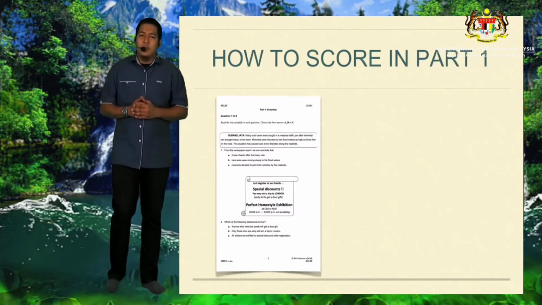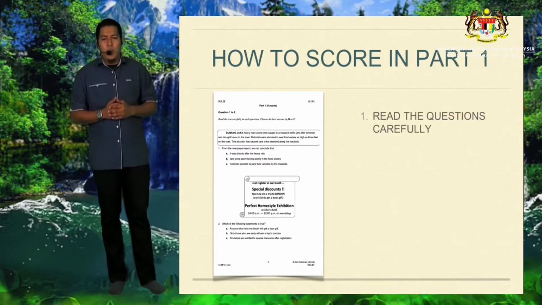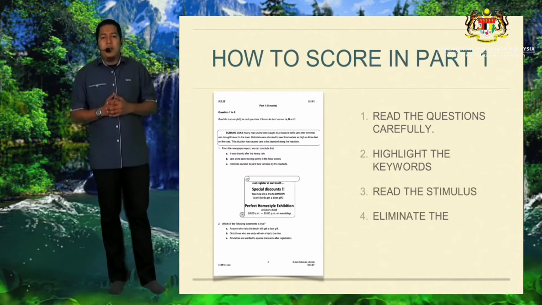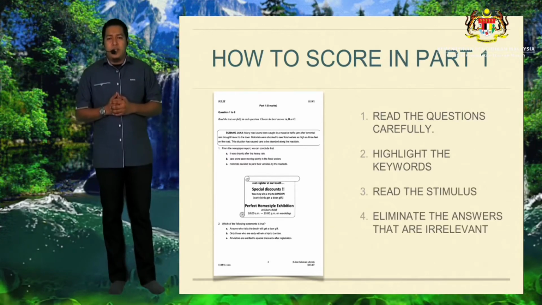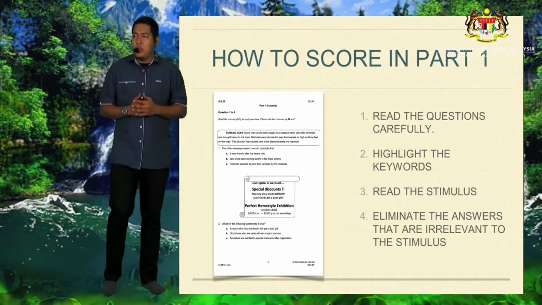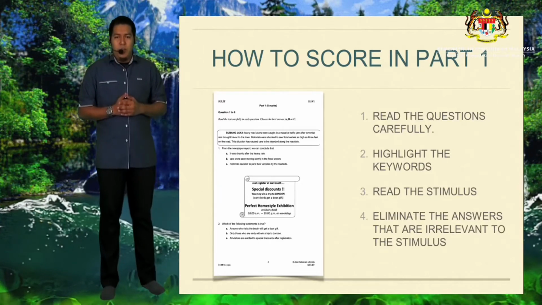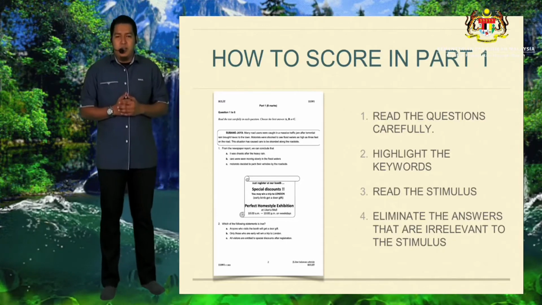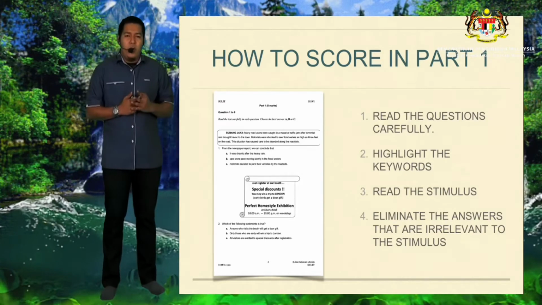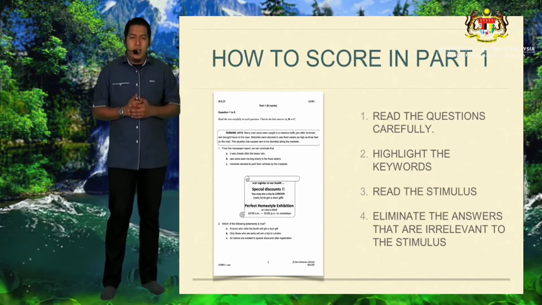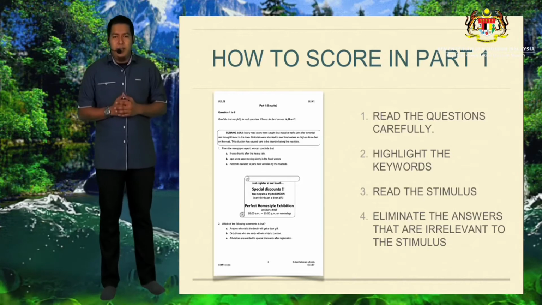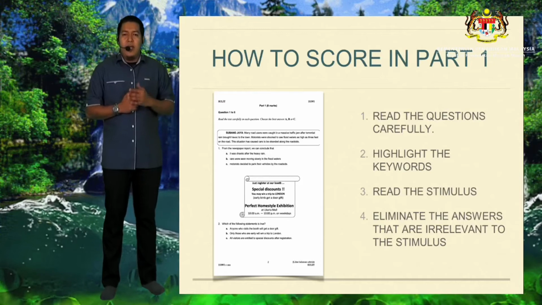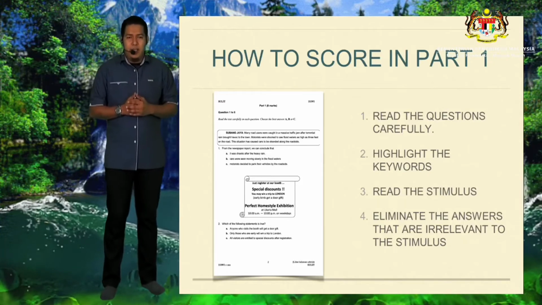Now we move to part 1. What is part 1? Part 1 consists of 8 questions, which are multiple choice questions. Before this, if you look at PT3 questions, they have 4 different answers, which are A, B, C, and D. But in the new format, they only have A, B, and C.